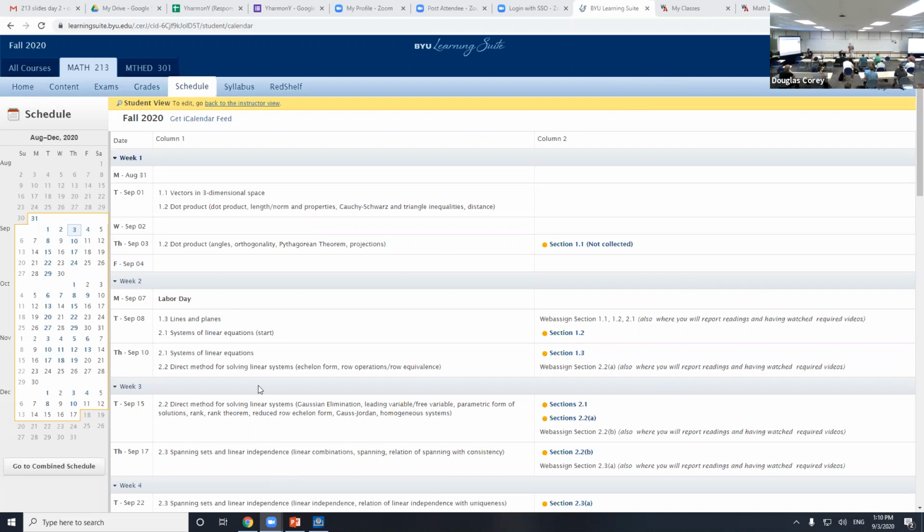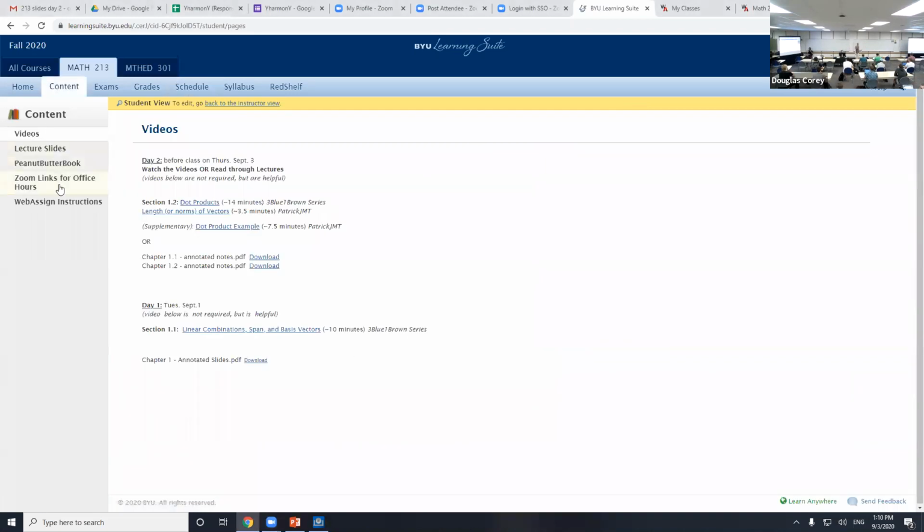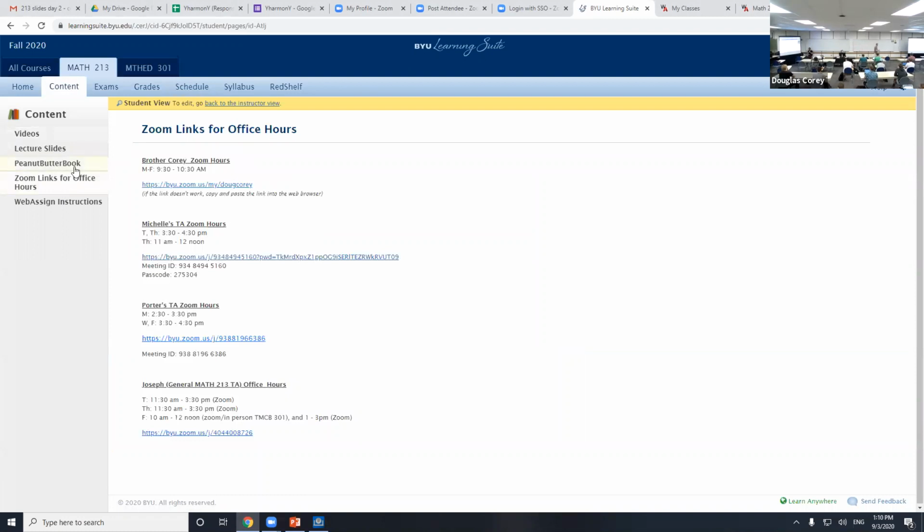Can you pull up the Zoom office hours? Under the content page on Learning Suite, there's a few things to the left. One of them says Zoom links for office hours. During the posted office hours, you can go to those Zoom links and they'll be there. I've been a little late the last couple days and no one's joined, but I'm going to put my telephone number there, so you can call in case I'm not on, or if I'm not hearing you.